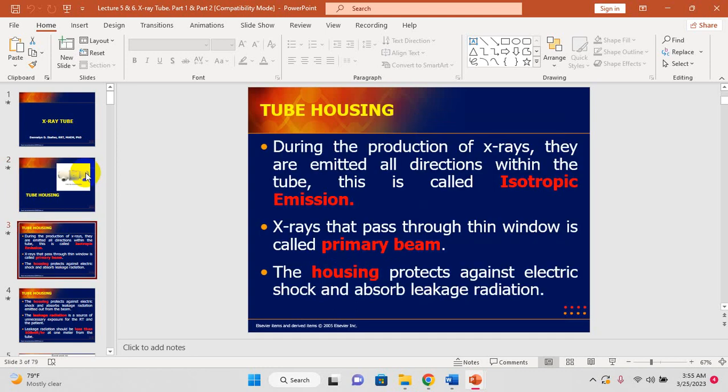Okay, so what is tube housing? During the production of X-rays, they are emitted in all directions within the tube. This is called isotropic emission. X-rays that pass through the thin window are called the primary beam, and this beam is what constitutes the image. The housing protects against electric shock and absorbs leakage radiation.